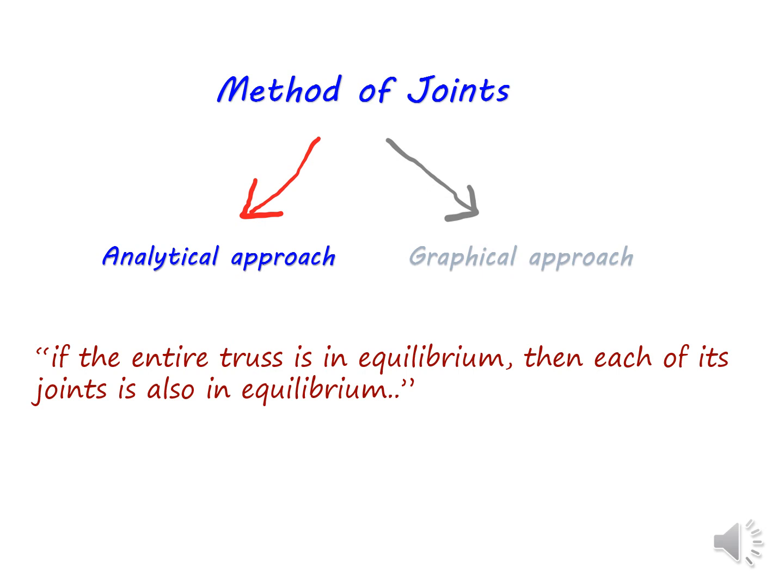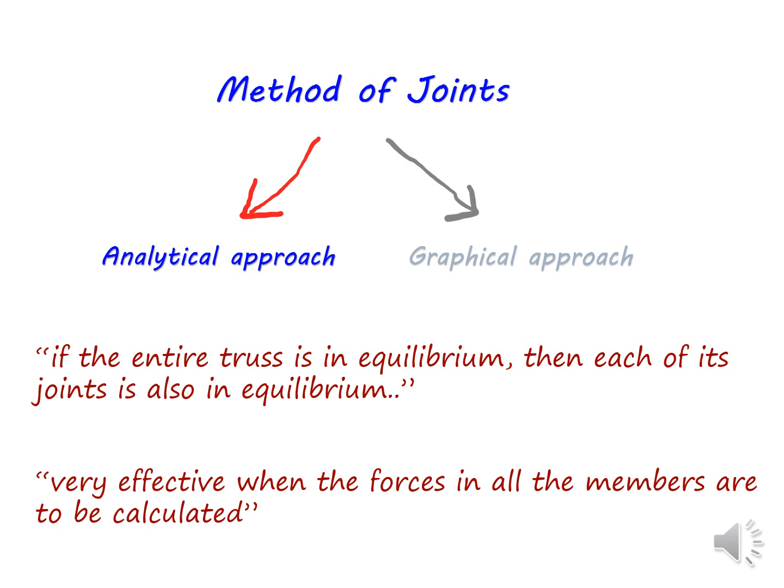Now, one of the key theories that we are using for this method is that if the entire truss is in equilibrium, then we know that each of its joints is also in equilibrium. This method is very effective when forces in all the members are to be calculated. So if we need to know all the member forces in a truss, then method of joints is the method that we should use to analyze that structure.